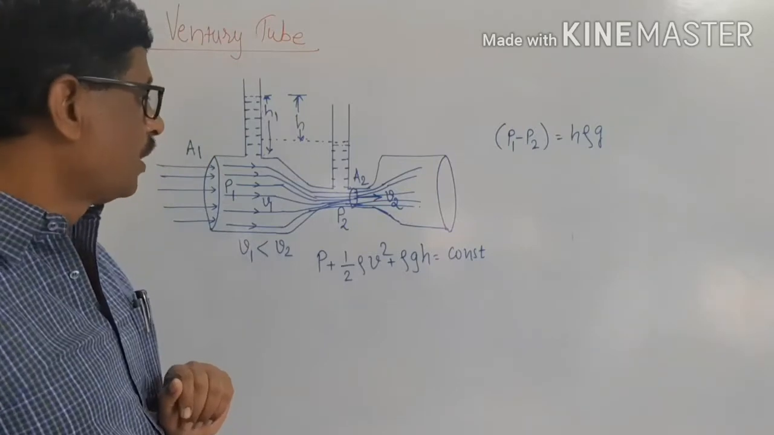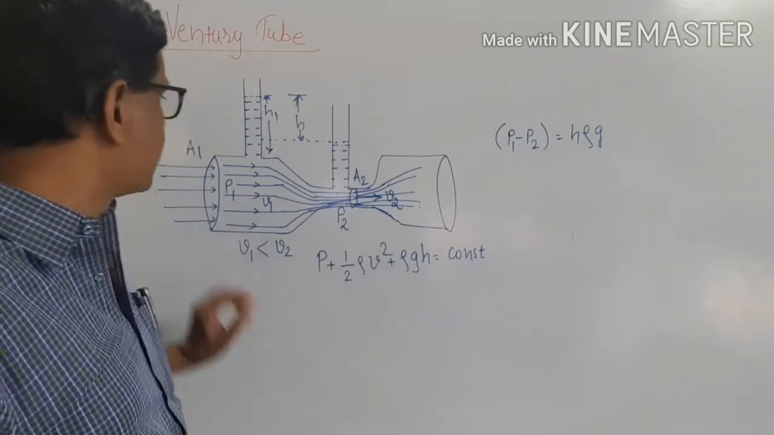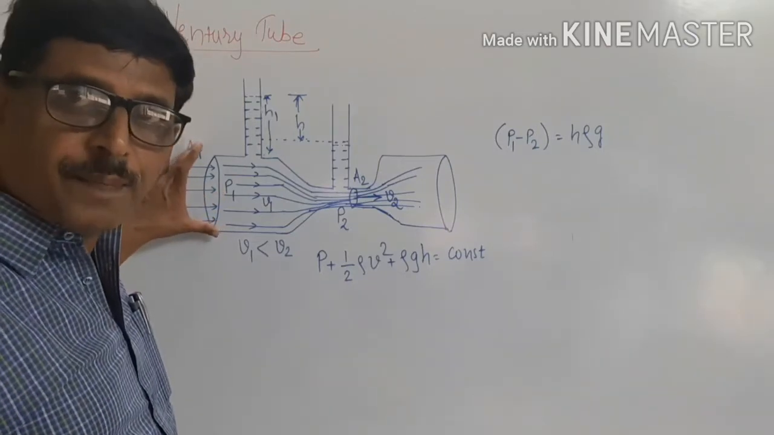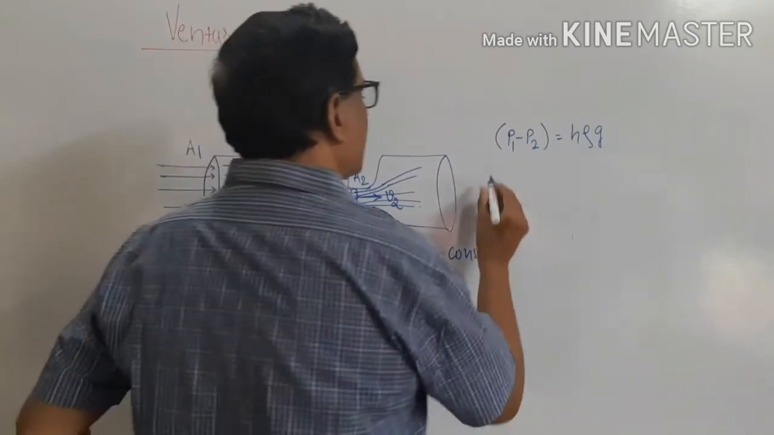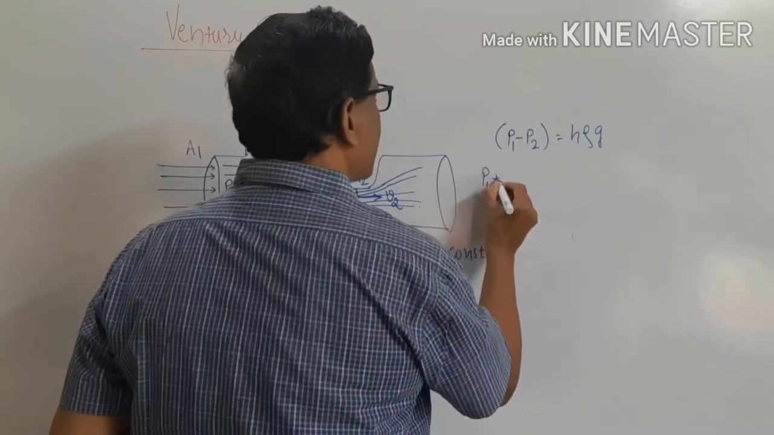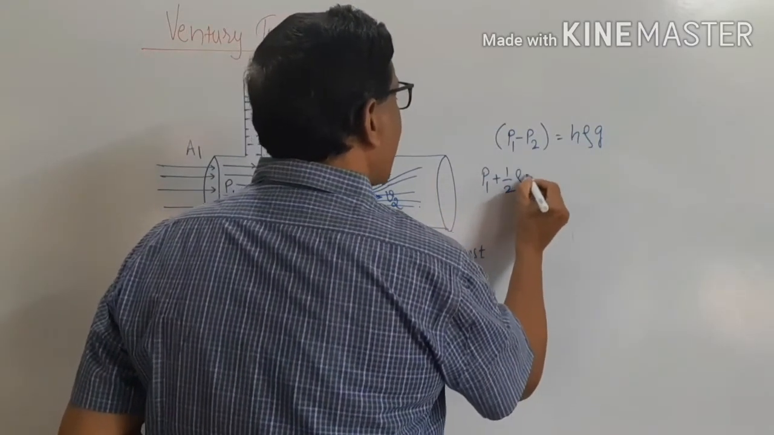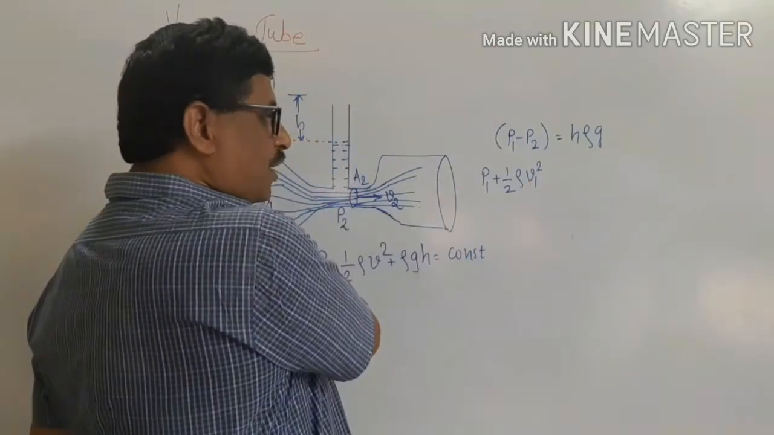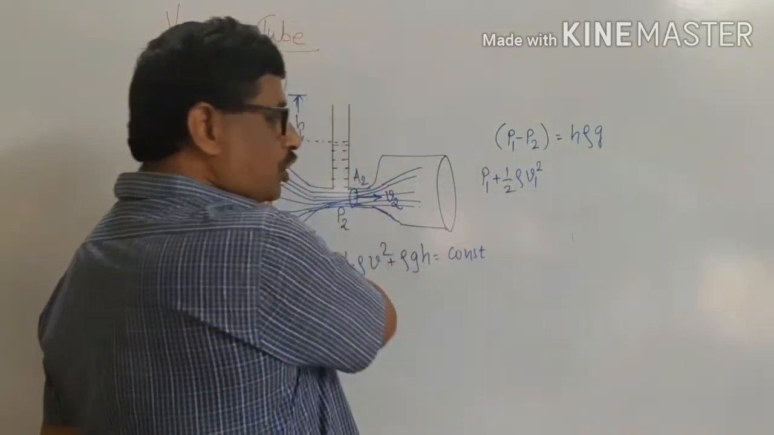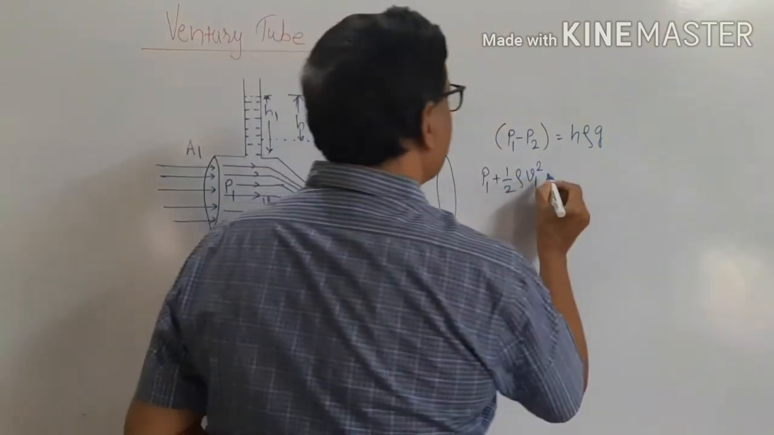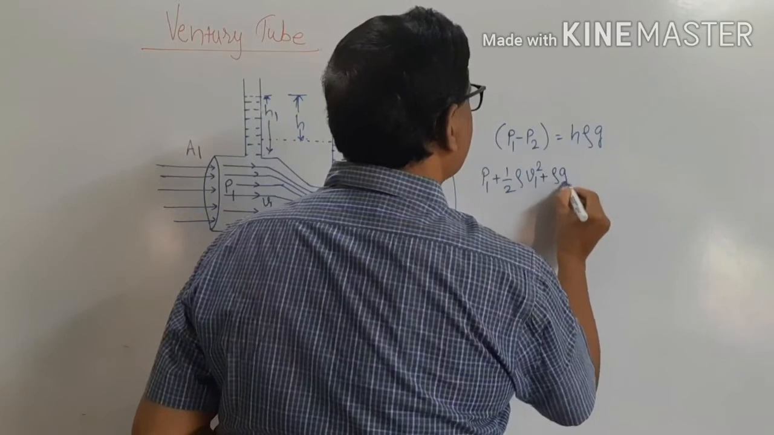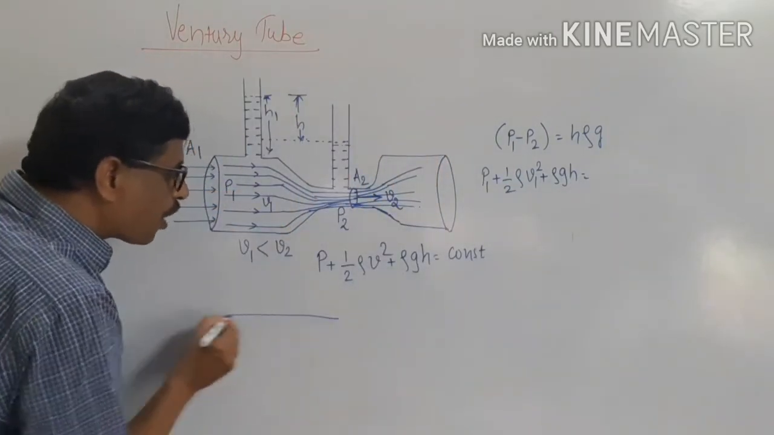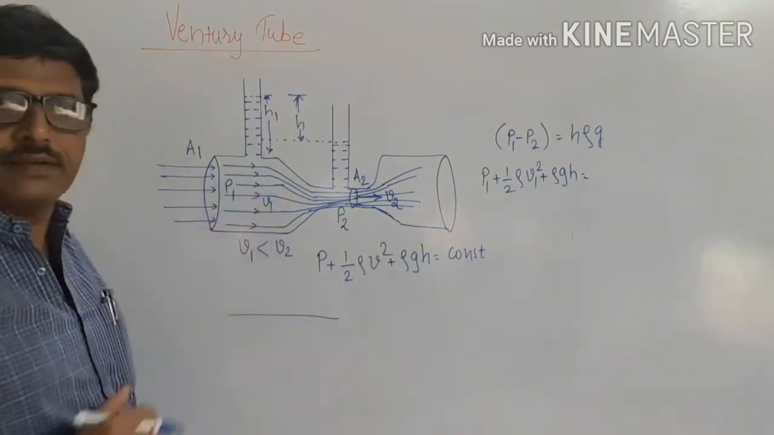Hereafter, using this Bernoulli's principle, if P1 is the pressure in the wider part of the tube and V1 is the velocity, I will write this equation as P1 plus half of rho into V1 square. This is the pressure at the wider portion. V1 is the velocity of the fluid at the wider portion, plus rho into g into H. This is the height of the fluid flowing from some reference point.